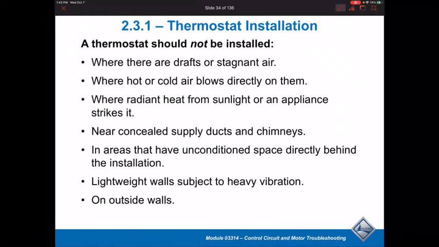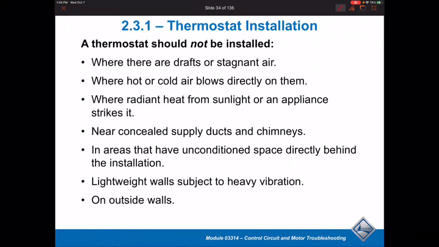So that's one. Other things, obviously: you try not to put them near concealed ducts, chimneys, things like that. You can pick up heat or cool that way. And typically you're always looking for interior walls. You don't want them on outside walls if you can help it.